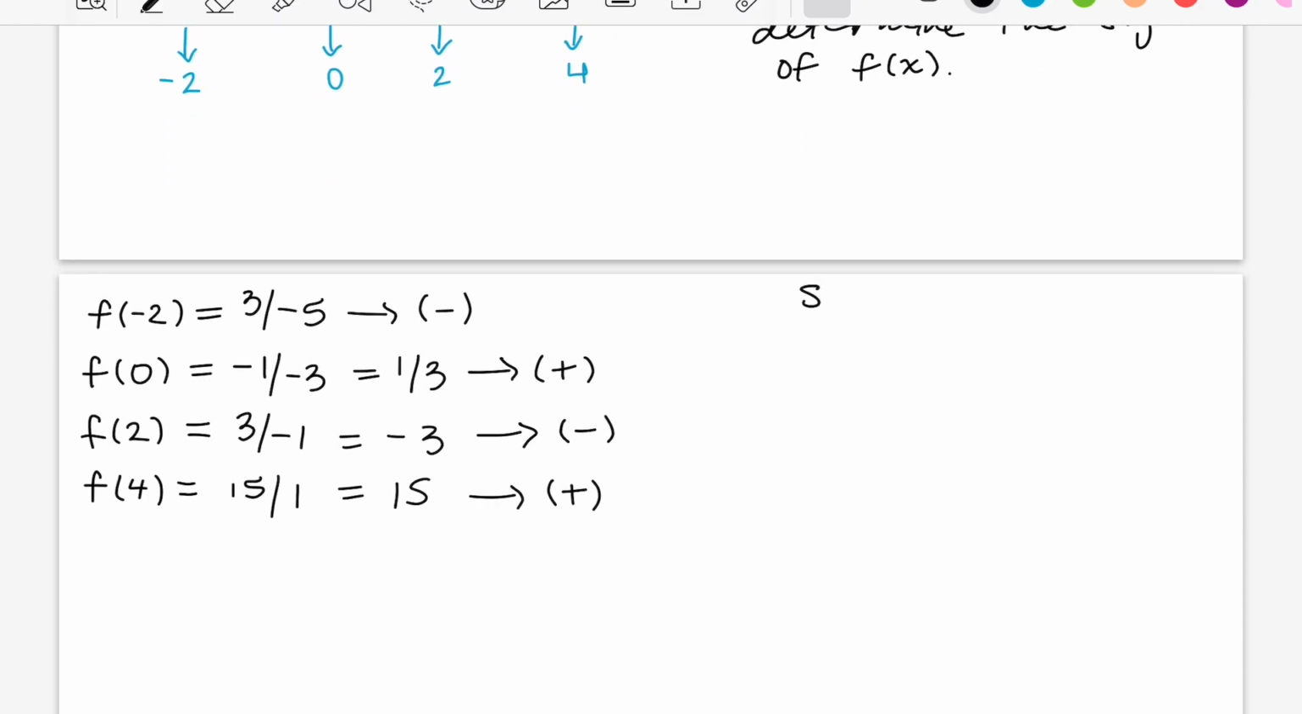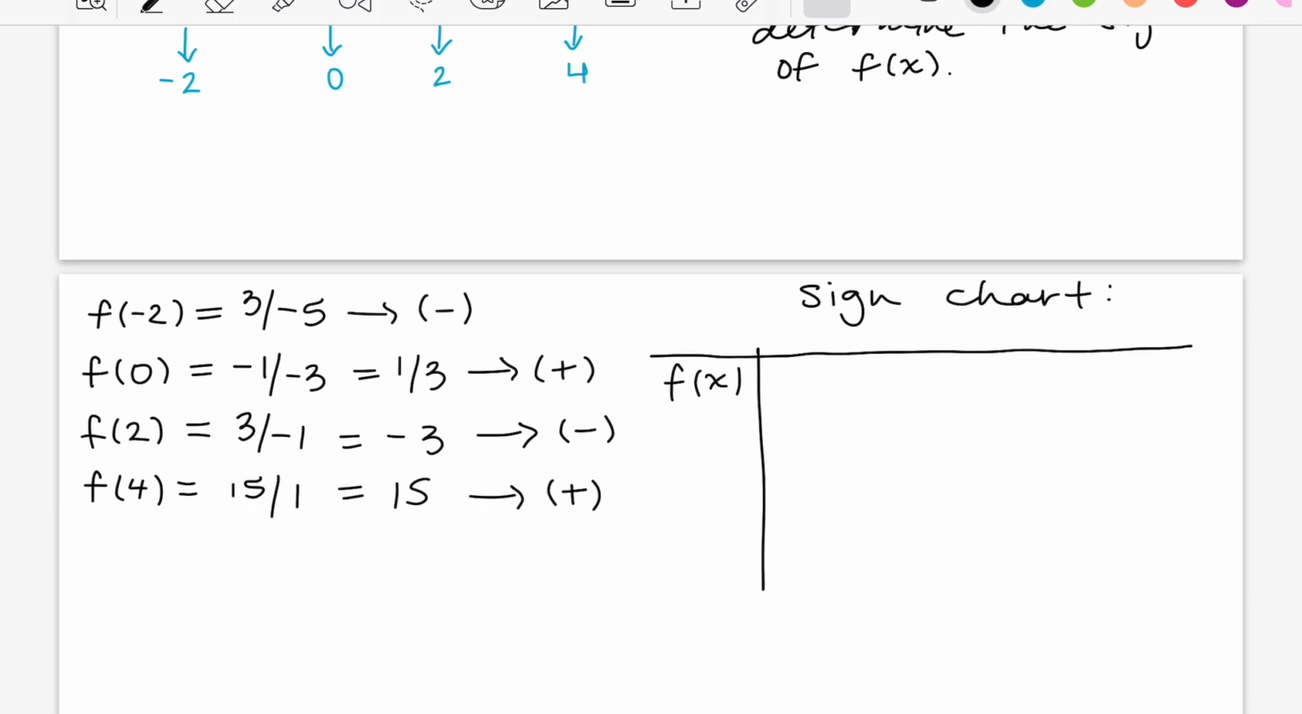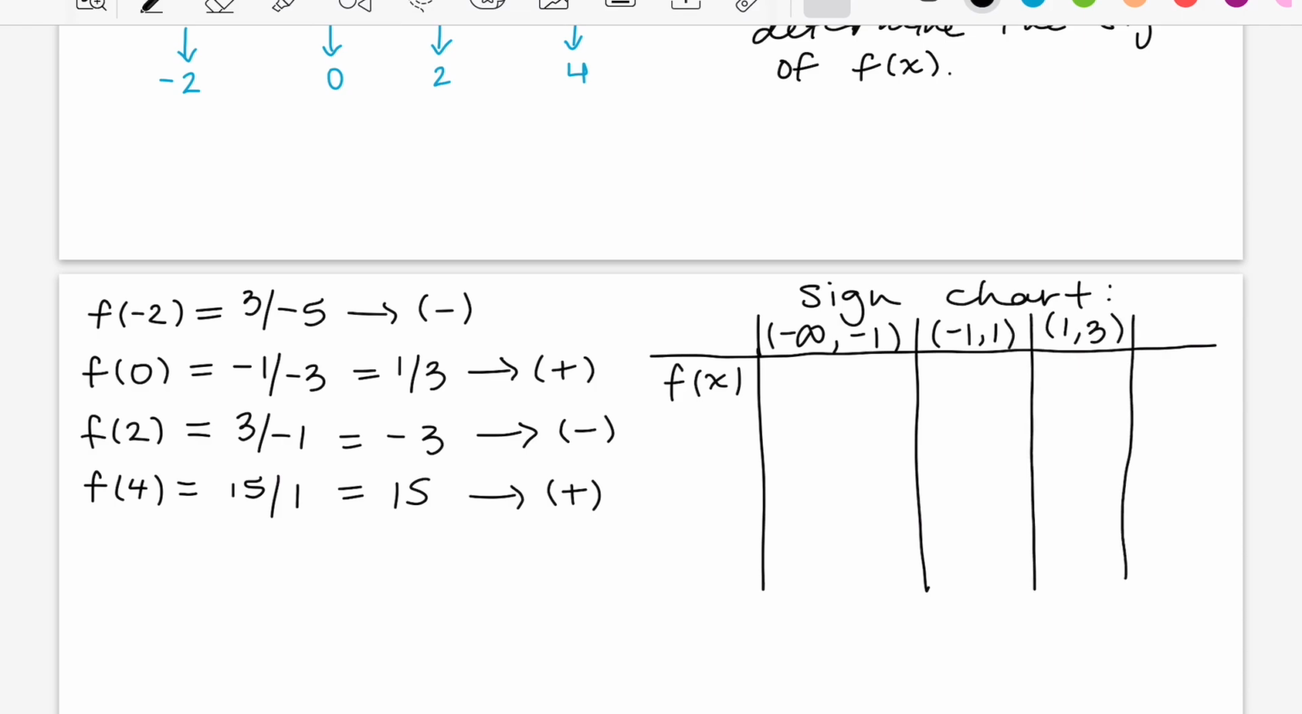All right, so now we can construct what's called a sign chart. And it looks like the following. We have our function here, and we're breaking it up into our intervals. So we have -infinity to -1, -1 to 1, 1 to 3, and 3 to infinity.